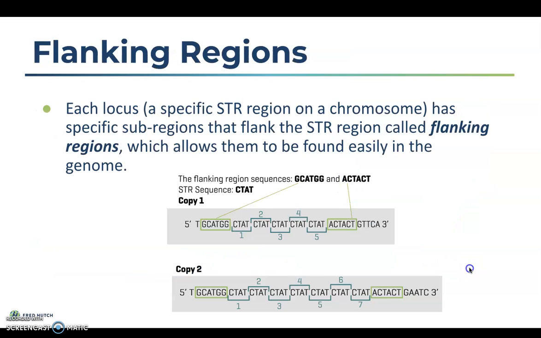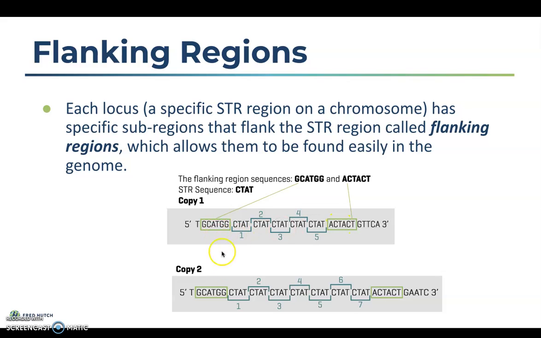Okay, so the last thing that we have to add is this idea of a flanking region. The flanking region is just the chunk on either side of our short tandem repeat region. What I mean by that is we see here that we have 1, 2, 3, 4, 5 copies of this STR region, the CTAT. And on either side, we just have some other letters. That would be the surrounding portion of the gene, okay?